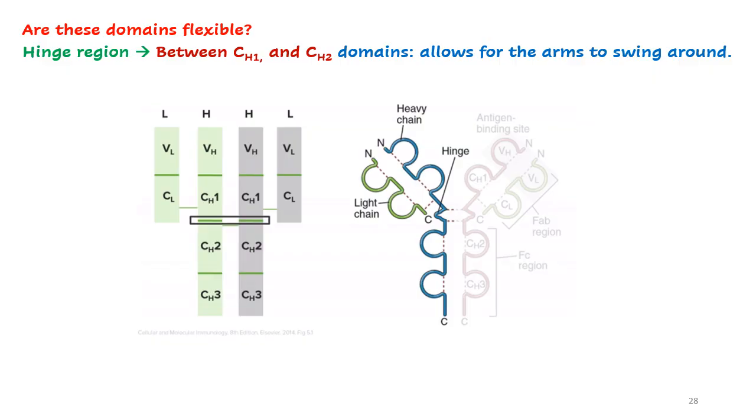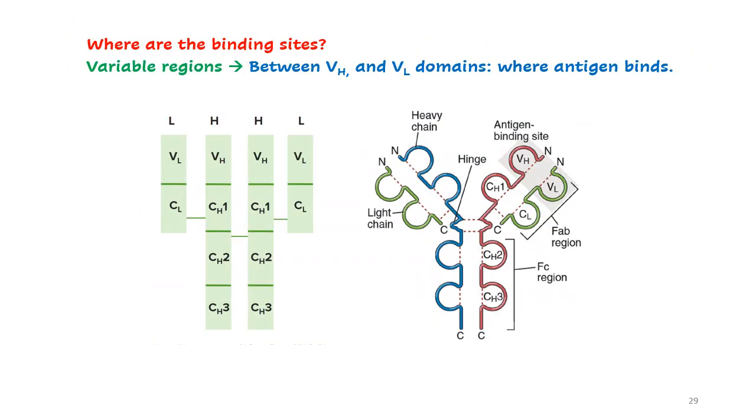All right, I know I have something about the hinge region. Where are you going to find it? You're going to find it right after your first constant region on your heavy chain, between the first constant and the second constant region. All right, binding sites. As we mentioned, that only happens between the variable domains. So light and heavy variable domains, that's one binding site, and the same thing on the other side.